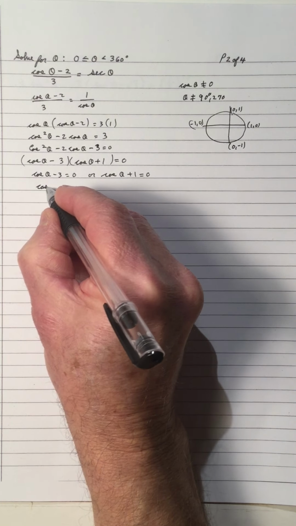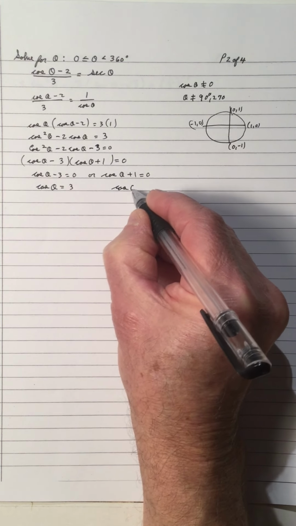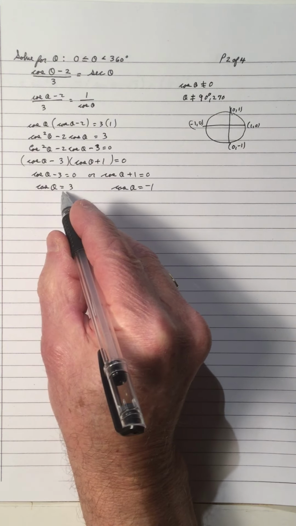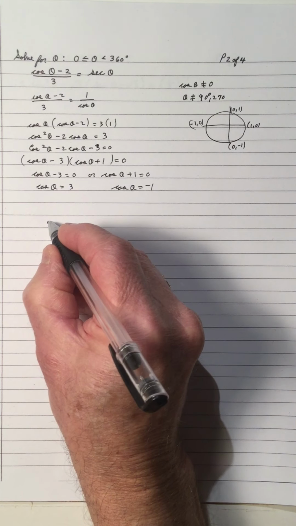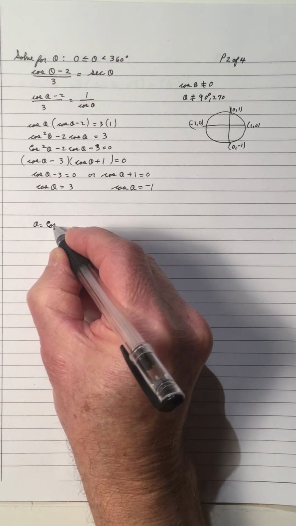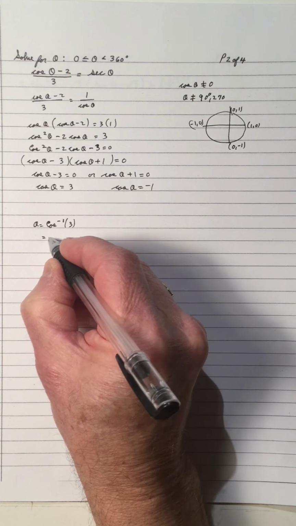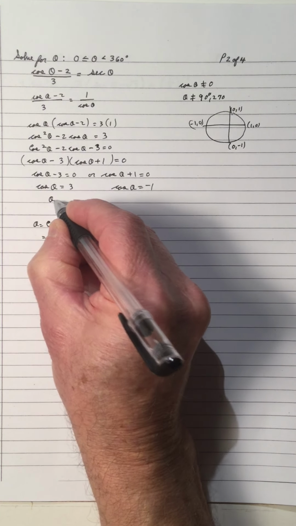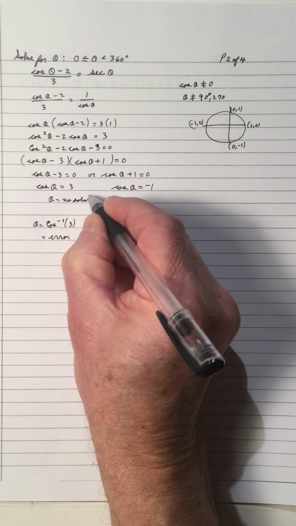And we continue to solve for cos theta equals 3, cos theta equals negative 1. And cos theta cannot equal 3. Again, if we use the calculator, theta is equal to cos to the negative 1 of 3. The calculator reads out an error. So theta here, there's no solution or no answer.